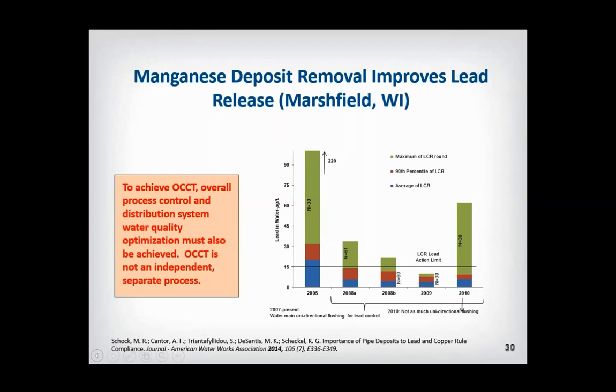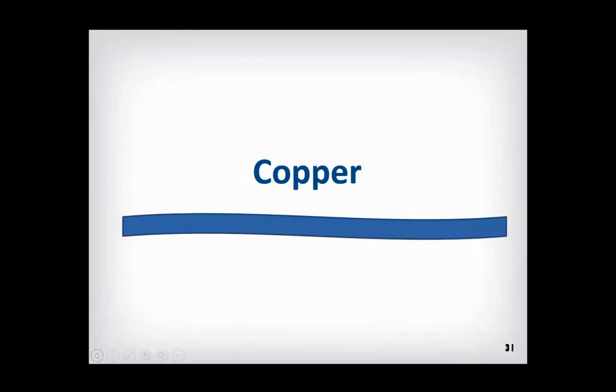of corrosion control treatment. Then in 2010, there wasn't as much unidirectional flushing, there wasn't as much main cleaning, and while they still managed to meet the action level, the number of hits on higher lead concentration sites went up considerably. So this was really good evidence that the particulate material and deposits in the system were really interfering and causing lead exposure increases. So now moving on a little bit to copper.